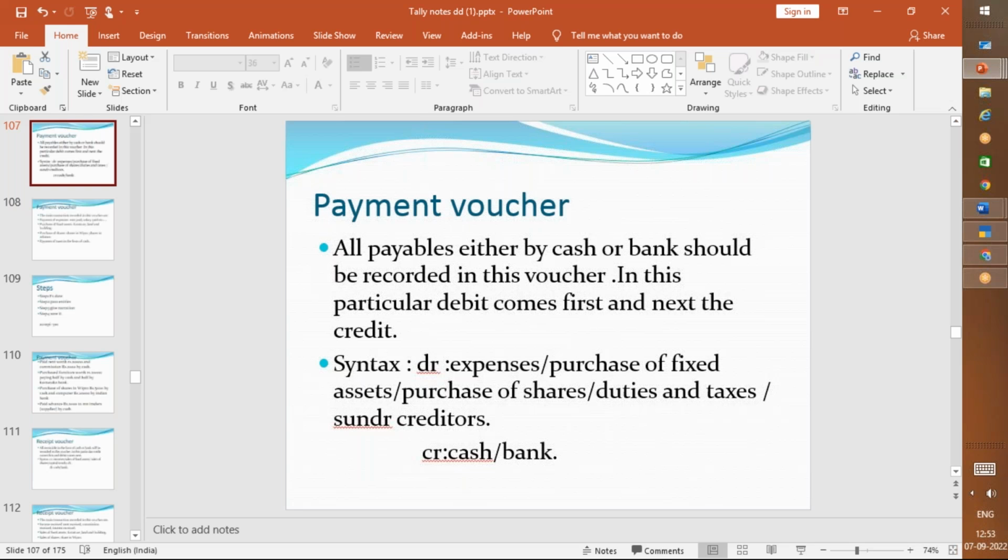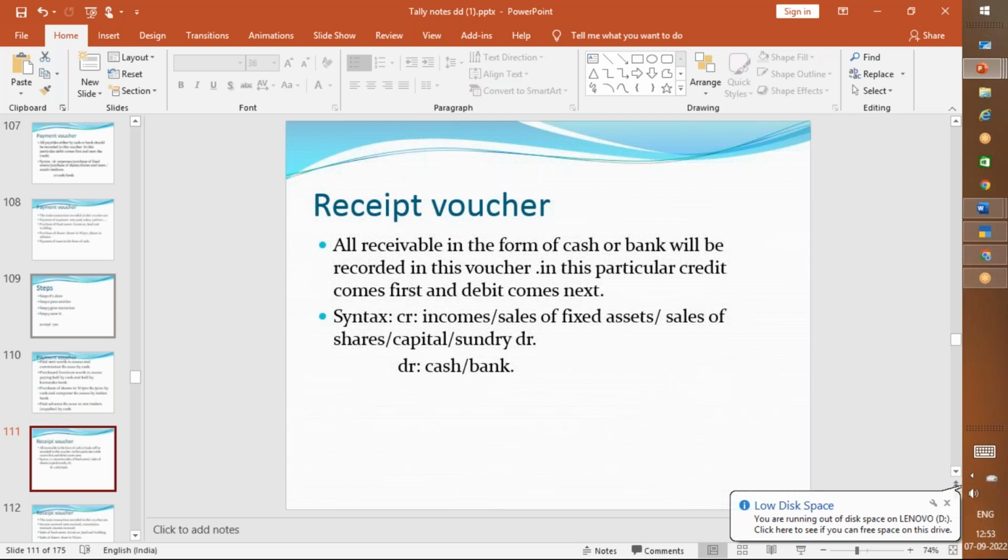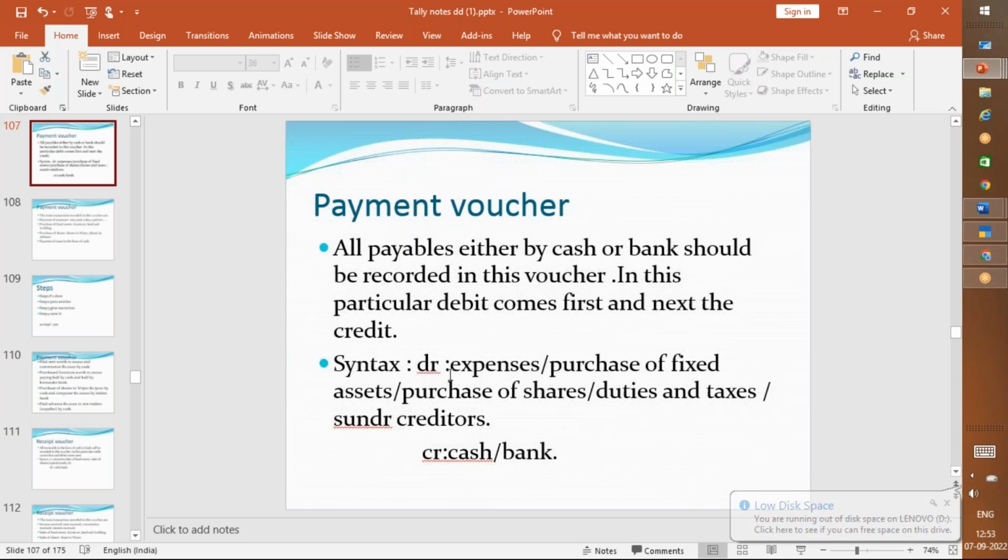Okay. Next you have is receipt voucher. Receipt voucher is all your receivables. It is the other way of payment voucher, where you did all your payables. In receipt voucher, we'll be doing all our receivables. So same way here, whatever is there in debit will be there in credit. Whatever is there in credit will be there in debit in the payment voucher.